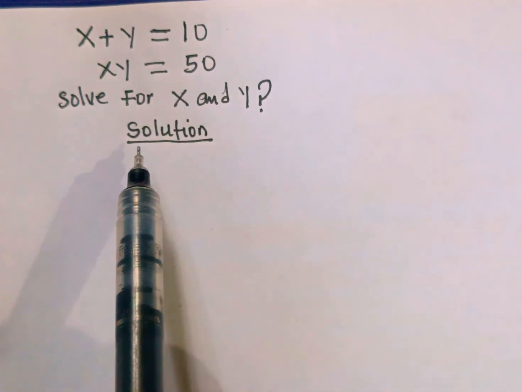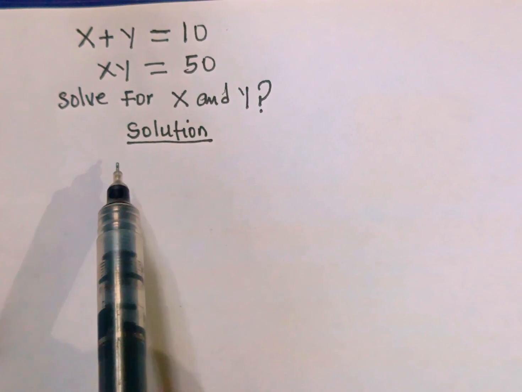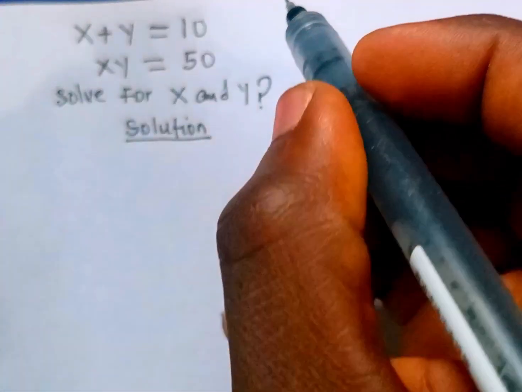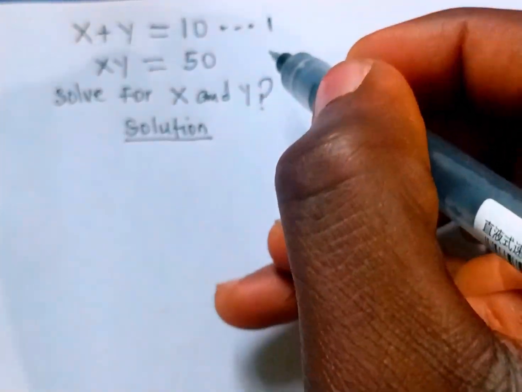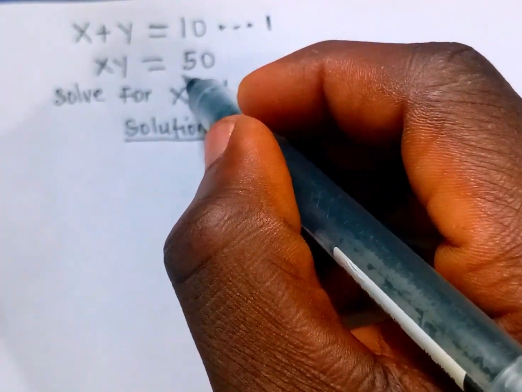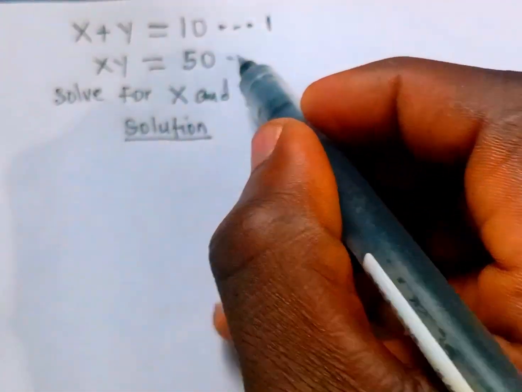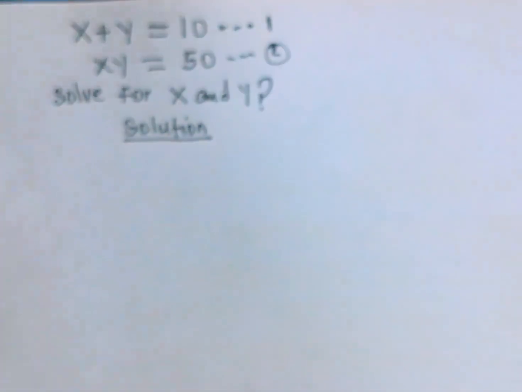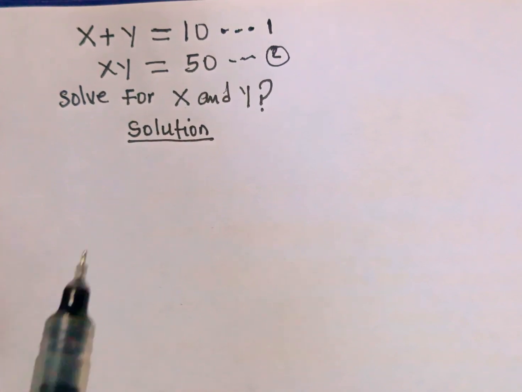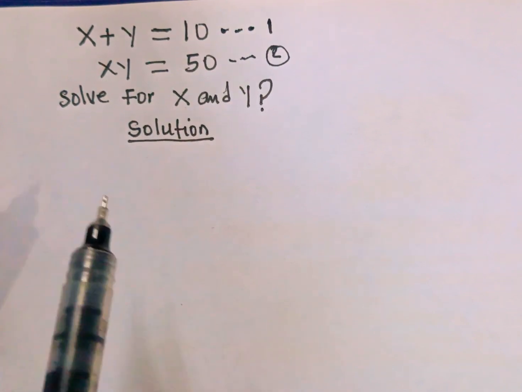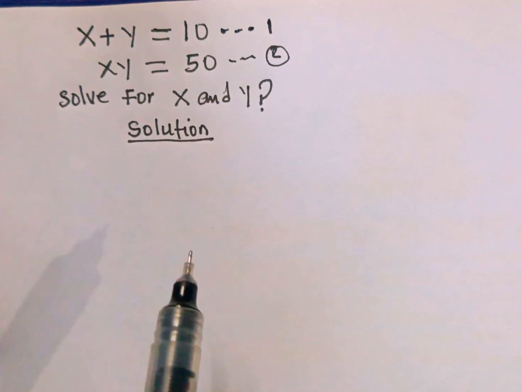So to solve for the value of x and y simultaneously, the first thing we're going to do is to name the equation. The first equation, x plus y equal to 10, we name it as equation 1. And the second equation, x multiplied by y is equal to 50, we are going to name as equation 2. Now, the next thing we're going to do, from equation 1, we have x plus y is equal to 10. We're going to make any variable the subject of the formula, then we continue.